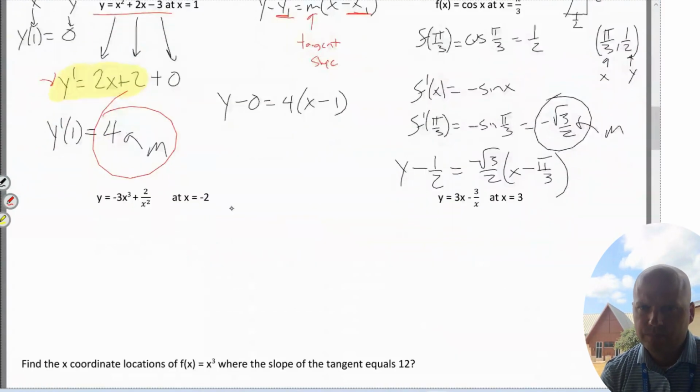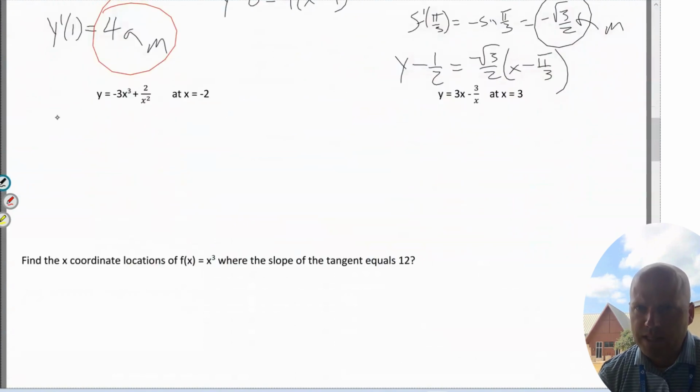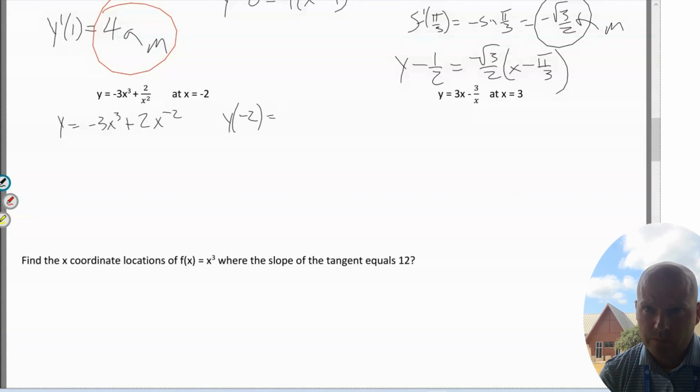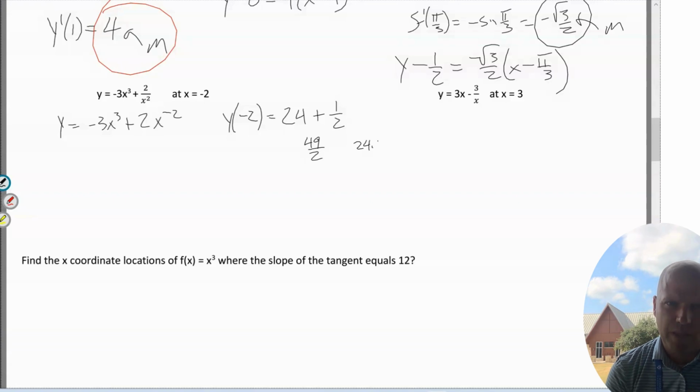More practice. Gonna rewrite this as that. Going to plug in negative 2. I get negative 8 times negative 3, which is positive 24, plus a half. That's 48 halves plus a half. That's 49 halves. 24.5 I'll accept. But most answers are going to be in this improper fraction form.